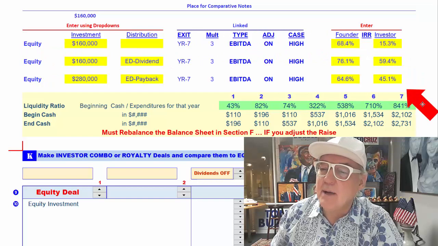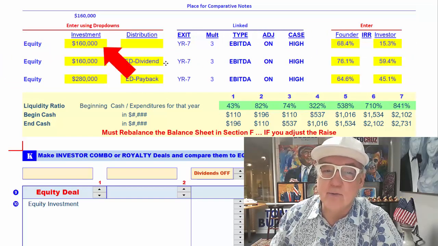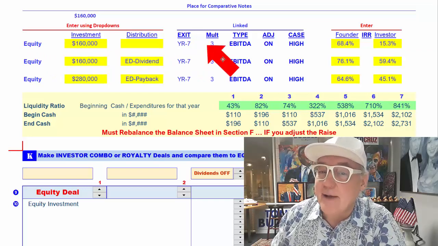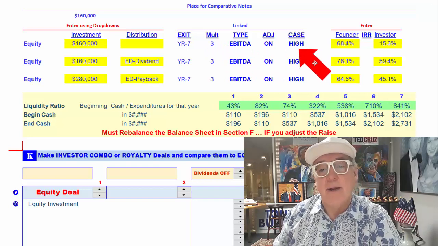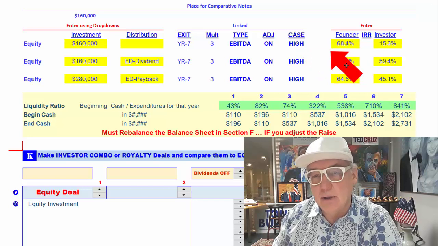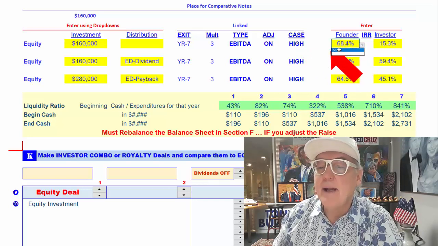In this little section up here, we have three equity deals. One is without distribution, where we invest 160, exit year 7 with a multiple of 3 times EBITDA. The adjustments are on and the case is high. So we've copied this by using a drop down. You just click on the drop down and you can select it.